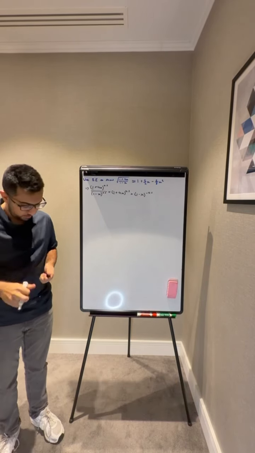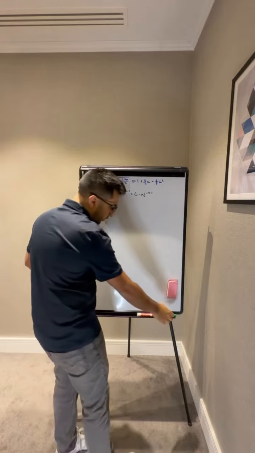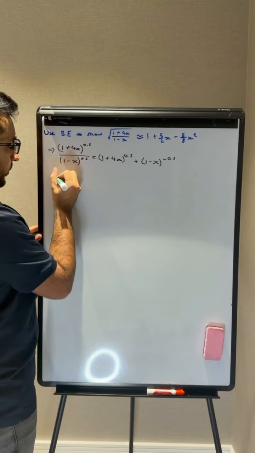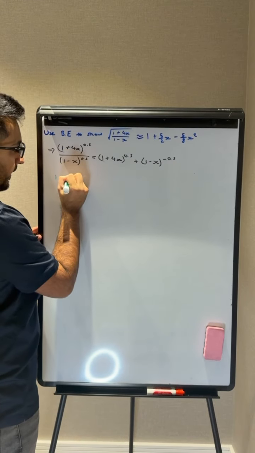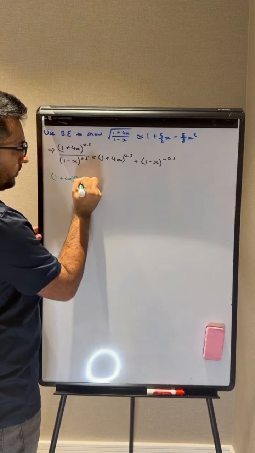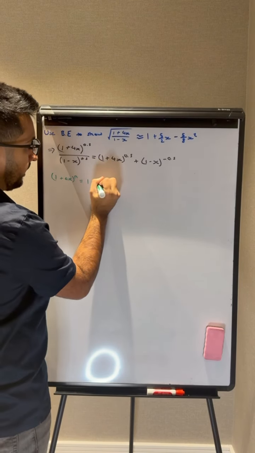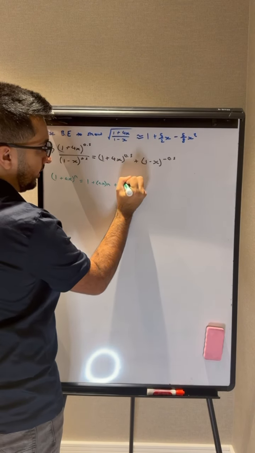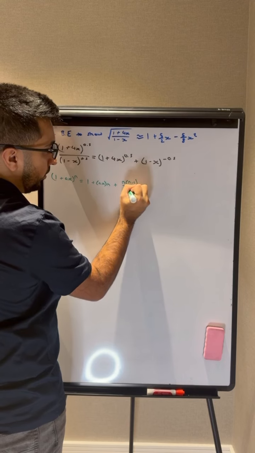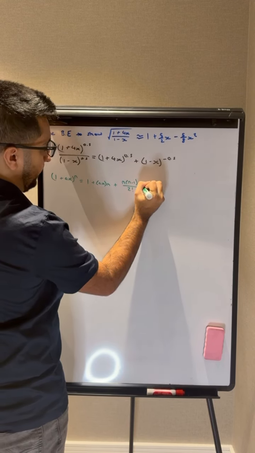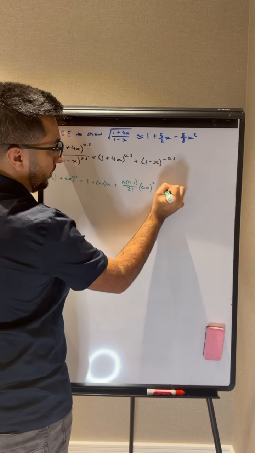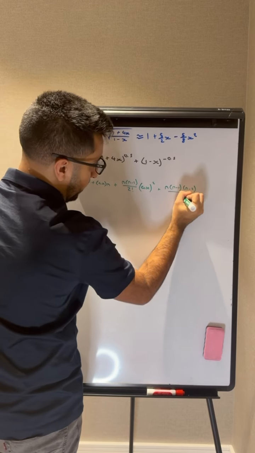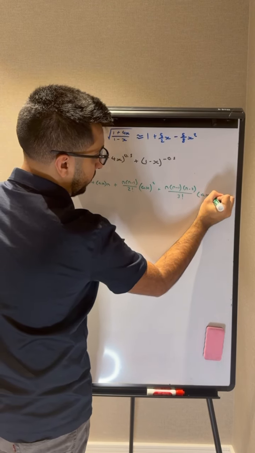So let me get a different colored pen. I'm going to write it on the board because it is something you need to get into the habit of knowing. So (1 plus ax) to the power n will give you 1 plus ax times n, plus n(n minus 1) over 2 factorial times (ax) squared, plus n(n minus 1)(n minus 2) over 3 factorial times (ax) cubed.